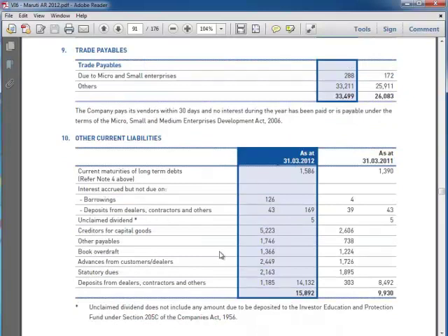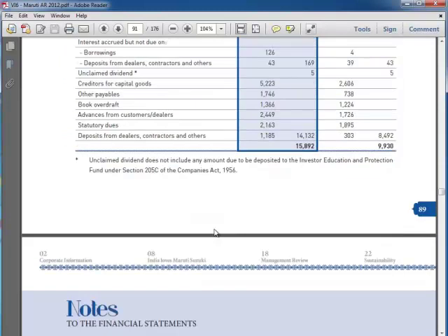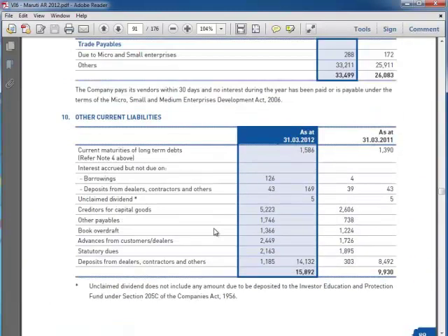And point 10, we have other current liabilities, and this comprises quite a few different things. So it only goes up to here. So we have current maturities of long-term debts, accrued interest, unclaimed dividends, creditors for capital goods, payables, book overdraft, advances from customer dealers, statutory dues, deposits from dealers, contractors, and others. Remember we mentioned earlier, in the last lecture, that there was a line on the balance sheet called other current liabilities, and then you can go in here and see exactly what that comprises.